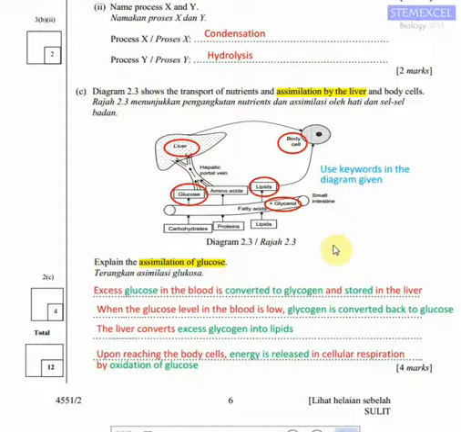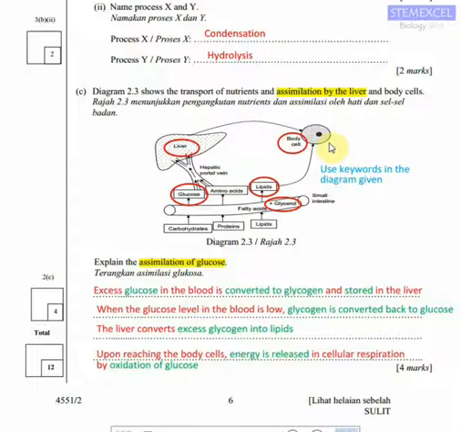So step 1, you can say from the beginning: excess glucose in the blood is converted to glycogen and stored in the liver. Okay, so this is your step 1 here. And then when the glucose level in the blood is low, remember, glycogen is then converted back to glucose. And then next, the liver is also able to convert excess glycogen into lipids. And then afterwards, upon reaching the body cells, which is this one here, the energy is released in cellular respiration by the oxidation of glucose.